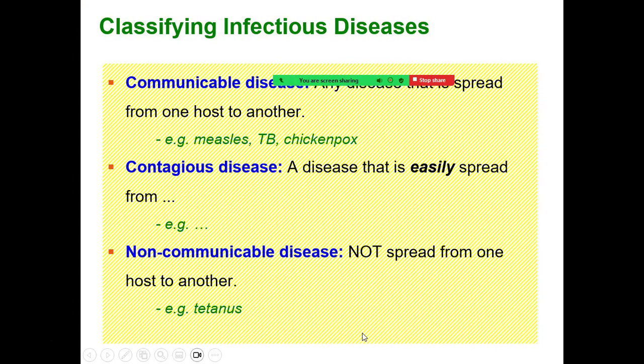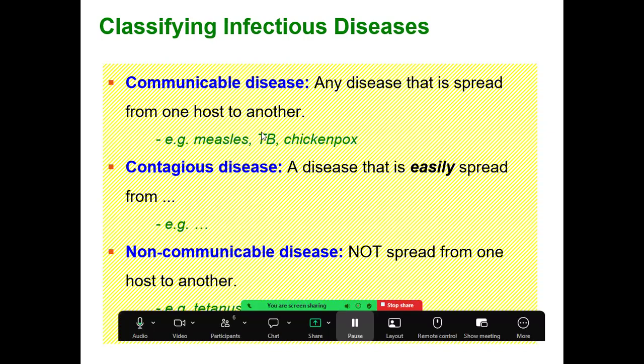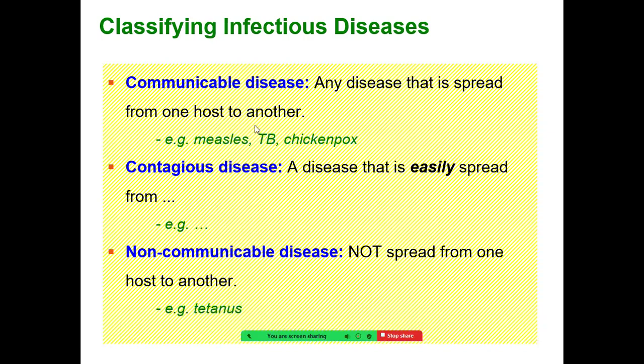Classifying different diseases. We have communicable diseases. This is a disease that is spread from one host to another. Examples: measles, tuberculosis, chickenpox. These are all communicable diseases. A contagious disease is a disease that is easily spread from one patient to another. Like COVID-19 is a contagious disease because it's easily spread from one patient to another. Measles, another contagious disease.